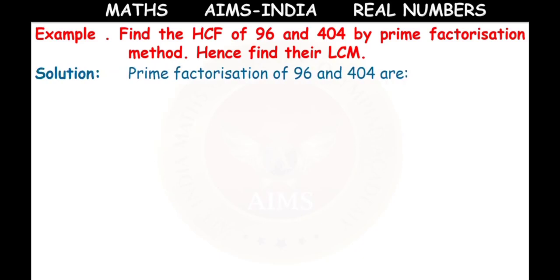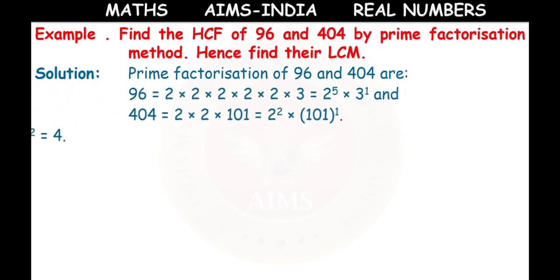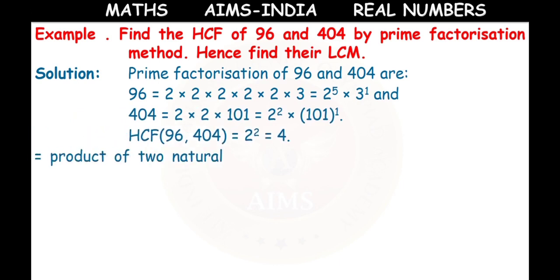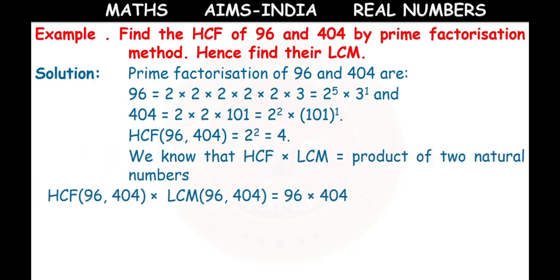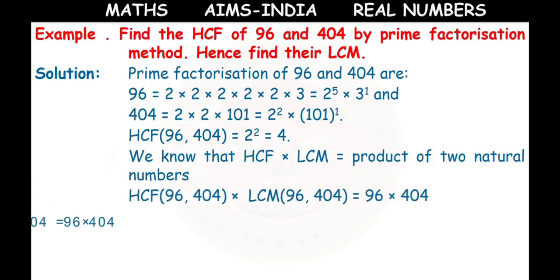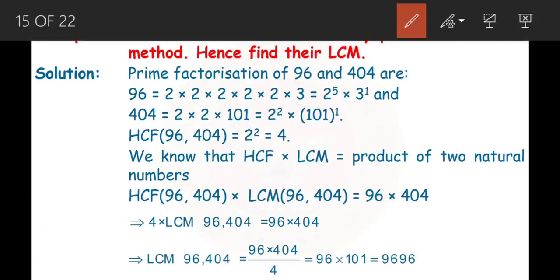So here the prime factorization of 96 and 404. First we will write the factors of 96, then we will write the factors of 404, and we can find the HCF. Now we will take their relation, and according to the relation we can find the LCM. So 96 means 2 power 5 into 3 power 1 they have written. 404 means 2 square into 101.